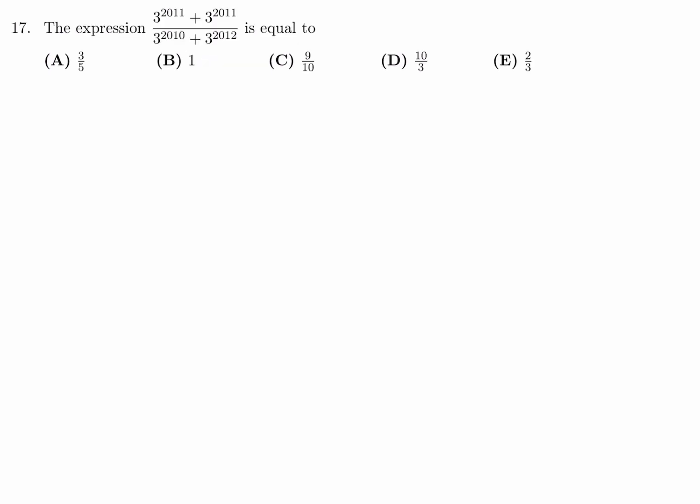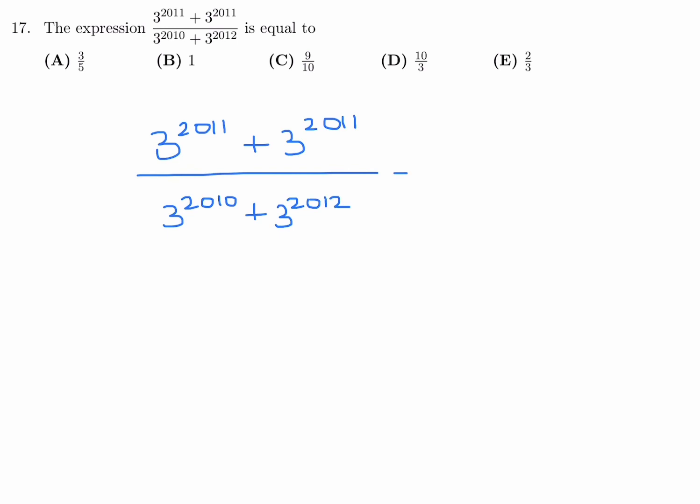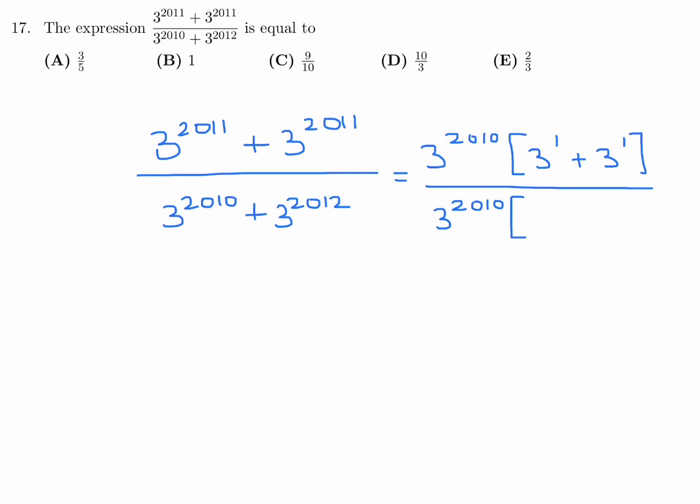The expression is equal to 3 to the power of 2011 plus 3 to the power of 2011 all over 3 to the power of 2010 plus 3 to the power of 2012. Okay, we have to factor. The largest factor that exists in every expression is 3 to the power of 2010. If I do that, on the top I get 3 to the power of 1 plus 3 to the power of 1. In the denominator, if I factor out a 3 to the 2010, I get a 1 plus 3 to the power of 2.